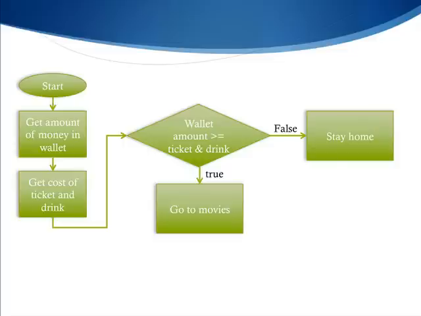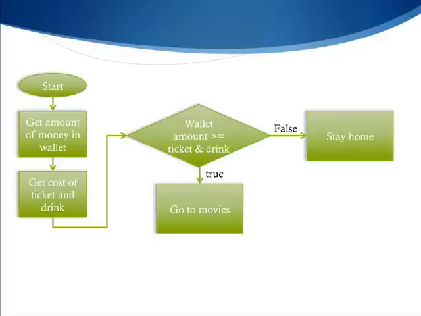Then I need to make a decision. Is the amount in my wallet greater than or equal to the cost of a ticket and a drink? And if that conditional is true, the amount in my wallet is greater than or equal to the ticket and the drink, then I can go to the movies. If it's false, I got to stay home. I can't go. So here's a basic flowchart, and I must say I really can follow this.